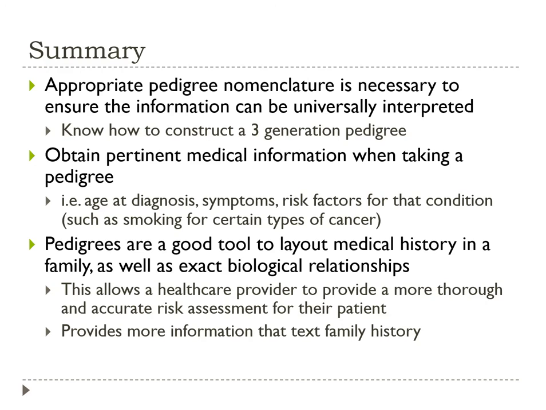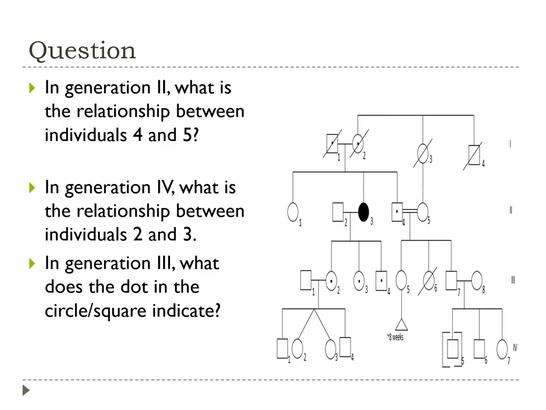So in summary, appropriate pedigree nomenclature is necessary to ensure information is universally interpretable. We recommend getting a 3-generation pedigree. It helps us to obtain all the pertinent medical information, and it's a good tool to really lay out the family history as well as relationships, because sometimes, and this has happened many times, someone says oh, my dad had cancer, but then when you really take a pedigree, it was really his stepfather. And if it's not biologically related, it doesn't really matter from a genetics perspective.